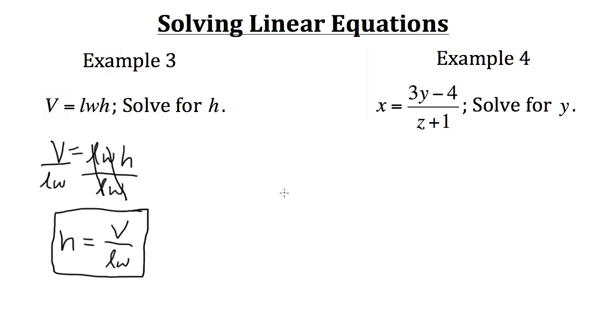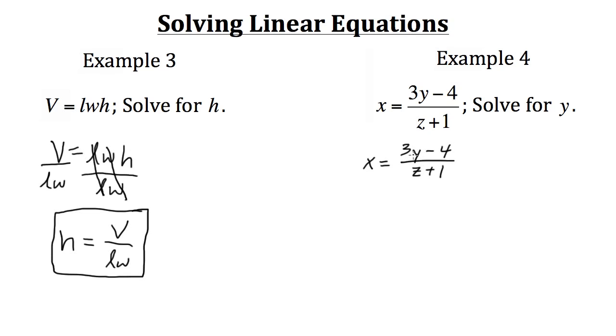Now this doesn't just work for equations and formulas that we already know. This works for pretty much any type of equation. So for example, here with number 4, we just have a random equation, x equals 3y minus 4 all over z plus 1. Now they want us to solve for y, so let's isolate our y variable. So we have x equals 3y minus 4 over z plus 1.